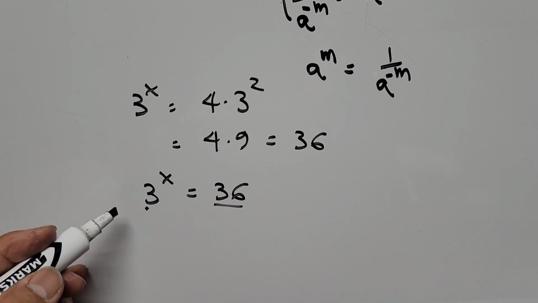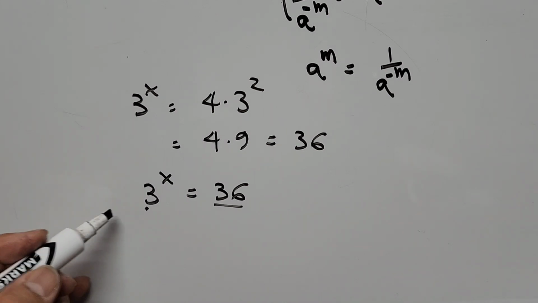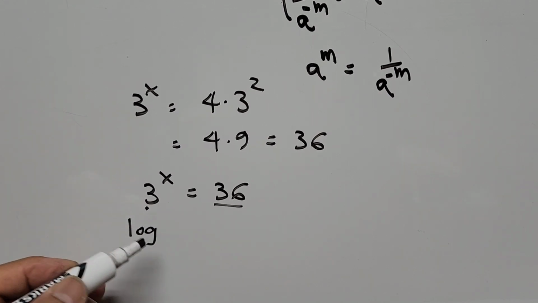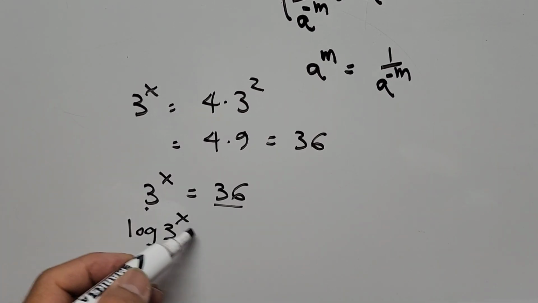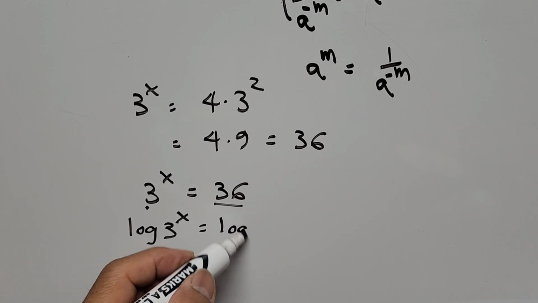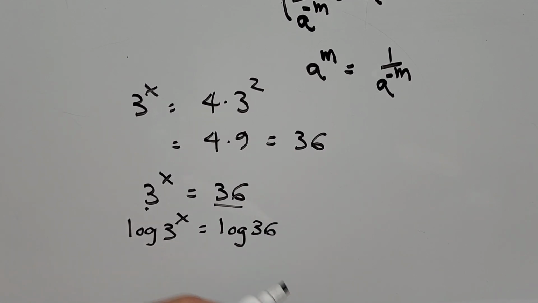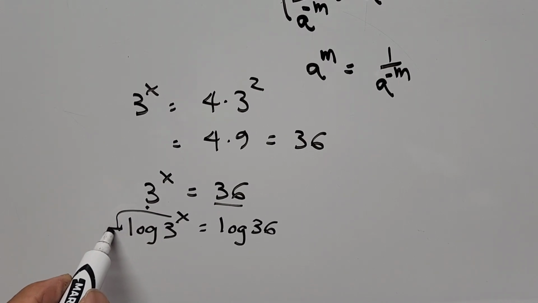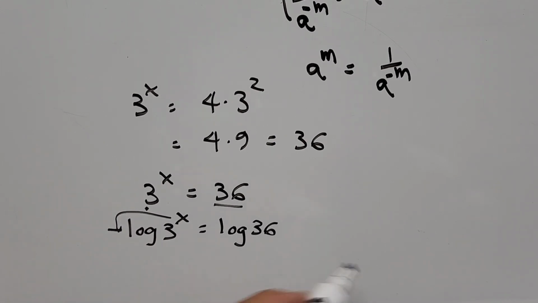We'll be using the log, or the common logarithm. So we take the log on both sides. So log of 3 to the power of x is equal to log of 36. And here we can take down the x, the exponent, to the front. This is based on the logarithm power rule.